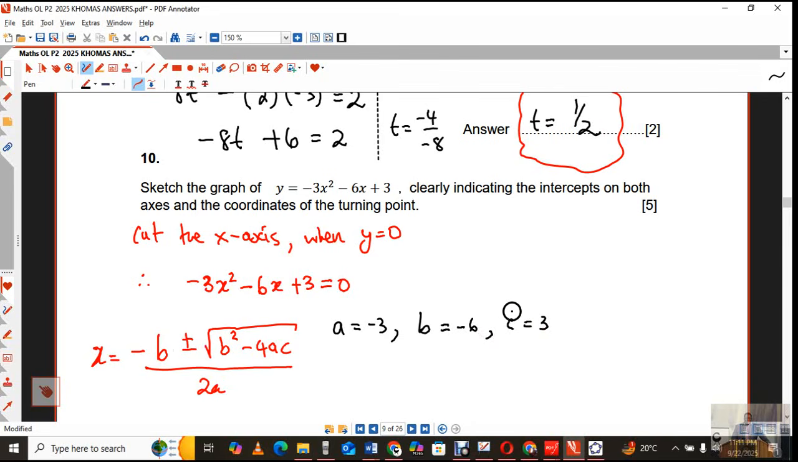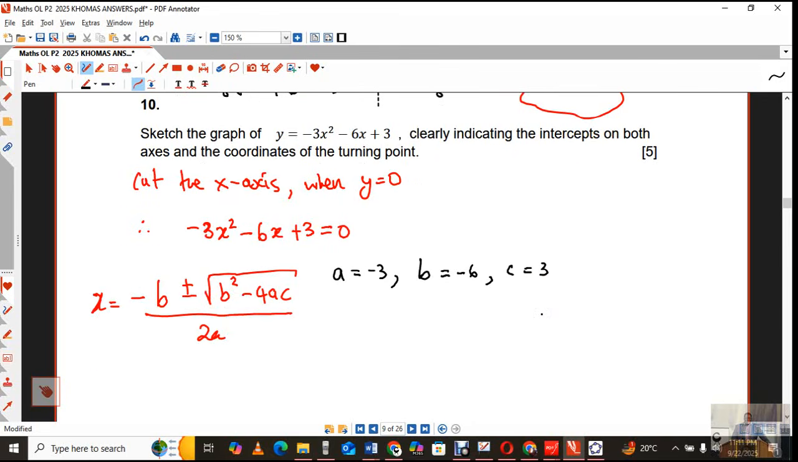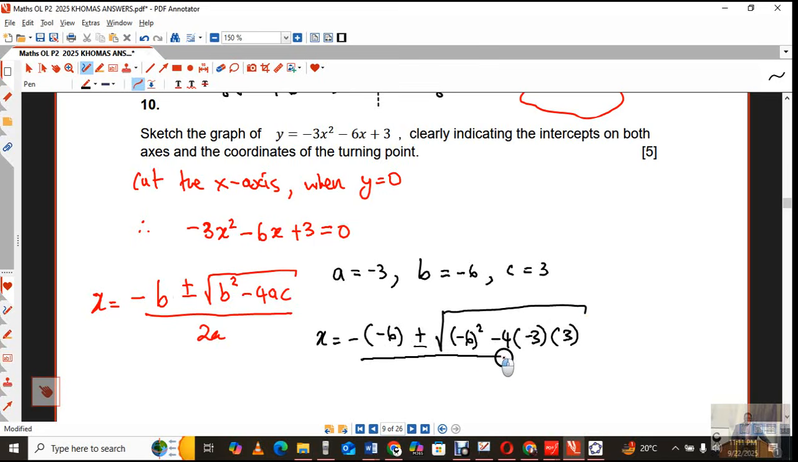Okay, so let's just substitute in order for us to find those values, and I'll leave my values to 3 significant figures, I believe. All right, so if I do that, I have x equals minus negative 6 plus or minus square root of negative 6 squared minus 4 times negative 3 times 3. Okay, all of this should be over 2 times negative 3.